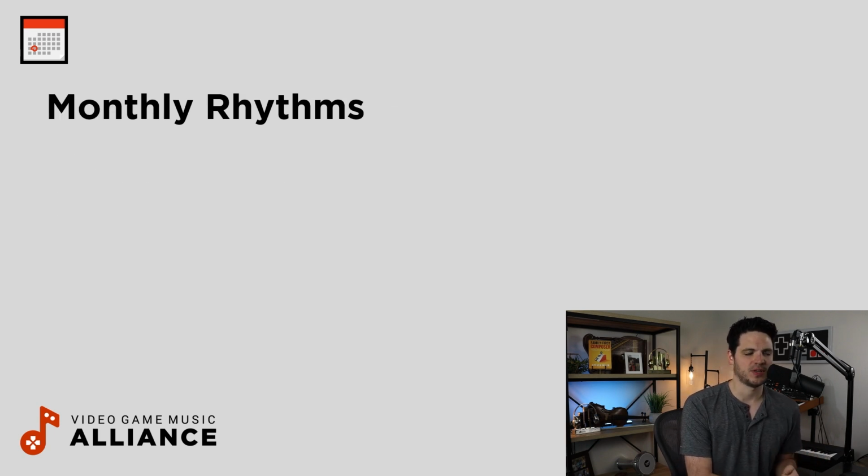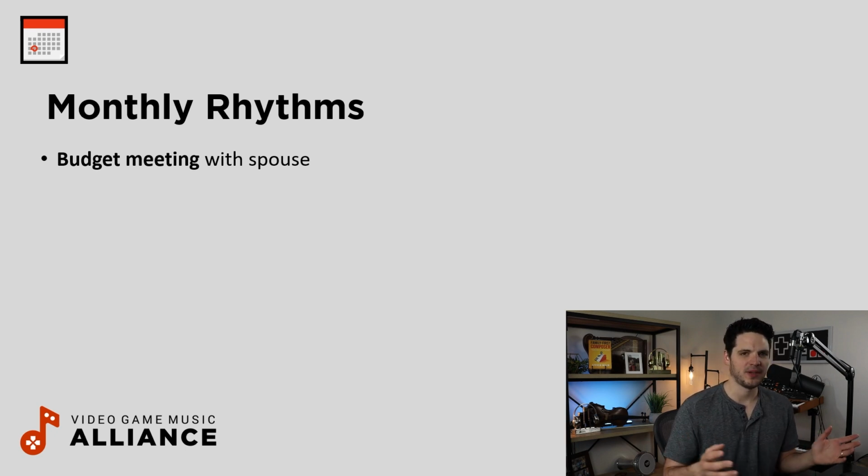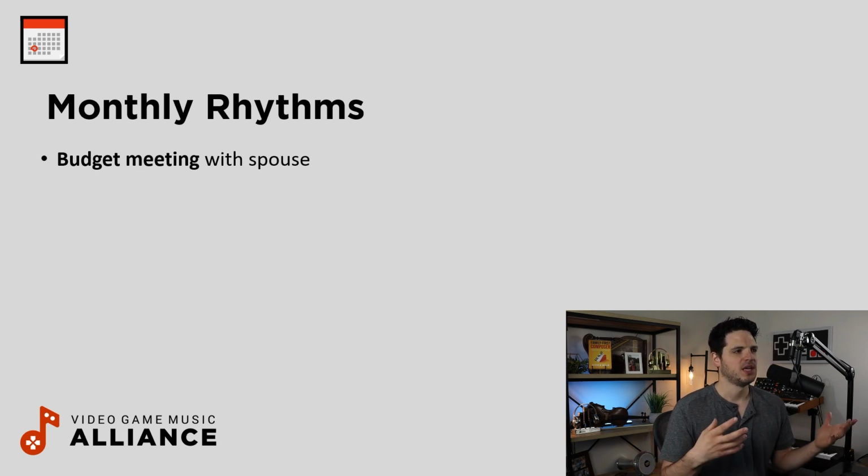Some monthly rhythms you might want to consider. A budget meeting with your spouse. Now, not all of you are married, not all of you have a partner, but a budget meeting is something on the monthly rhythm that you absolutely should be doing as a business owner, because you have to know what you are earning and what's going out the door. And what can you do to adjust that? What are some expenses that you can cut? Or what are some other ways that you can add some side hustles to increase your income to meet those needs? It's not all about just surviving, because if you're always surviving, you're never going to grow.